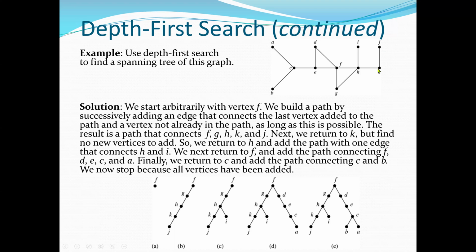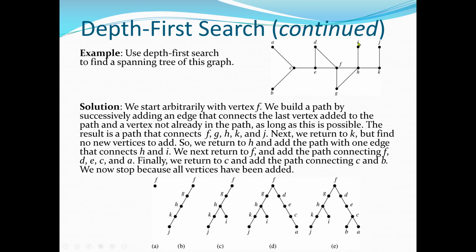But when we return to K, we find that there are no new vertices to add at K. So what we do, we return to H. When we return to H, we find out that we didn't go to I. So I'm going to go to I. So that's where we have I here. You can see that I connect I with H. If, for example, there were a new vertex to visit from K, then I'd connect that with K.